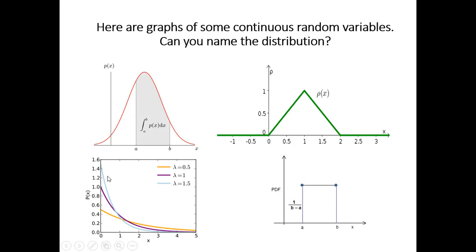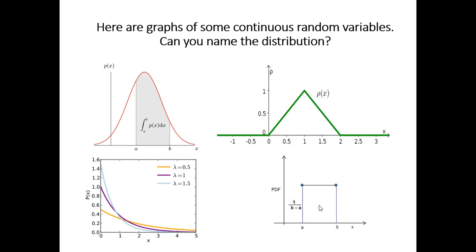This is actually a family of curves for various values of lambda. What distribution is this? Did you say exponential? Then you would be correct. So we have the normal, the exponential moving along this way.